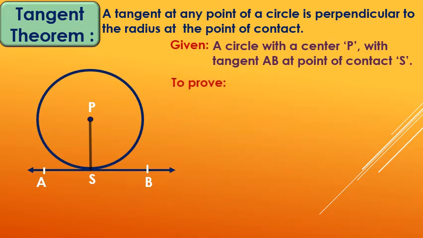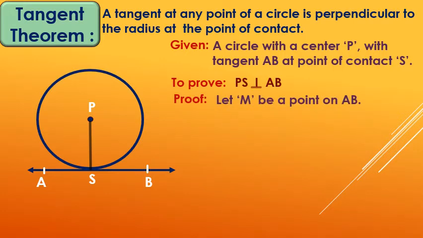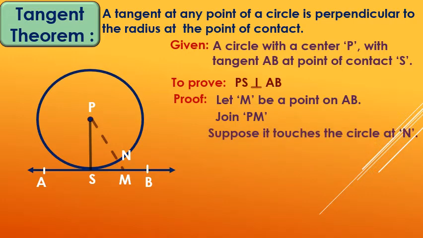Okay, now to prove, what to prove here? Segment PS or radius PS is perpendicular to tangent AB. Proof. Let M be a point on AB. See, this is M and we will connect PM. Okay. Then here we can see N. It touches the circle at N. Okay, that PM, it touches the circle at N.